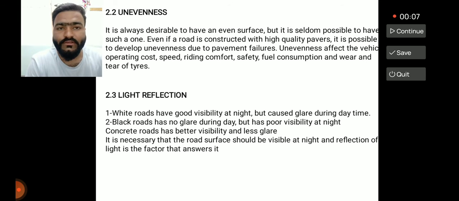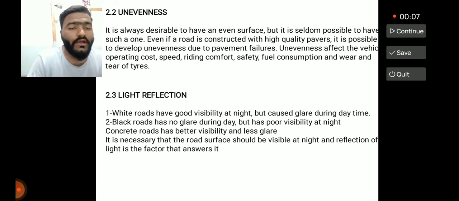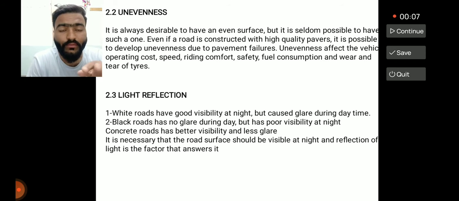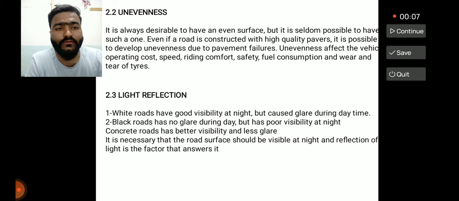Then next comes the second point, unevenness. It is always desirable to have an even surface, but it is seldom possible to have such a one. Even if a road is constructed with high quality pavers, it is possible to develop unevenness due to pavement failures. Unevenness affects the vehicle operating cost, speed, riding comfort, safety, fuel consumption, and wear and tear of tires. So in unevenness, there are some effects for vehicles and for humans also, for safety, comfort, etc.